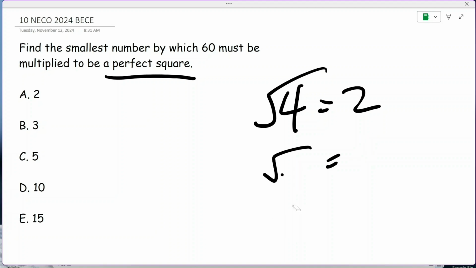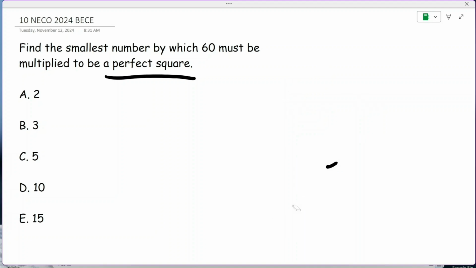Now, how do we make 60 a perfect square? 60 is not a perfect square. Square root of 60 will give you a decimal. And we need to find the smallest number that will multiply by 60 to make it a perfect square. There are several numbers you can multiply by 60 to make it a perfect square, but you need the smallest number. And how do we do that?